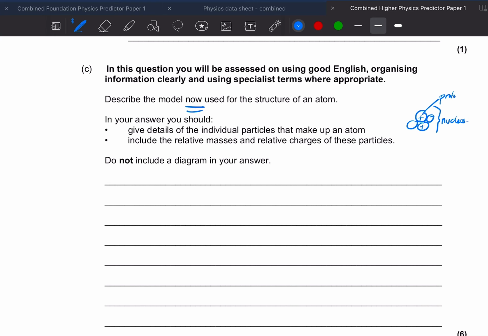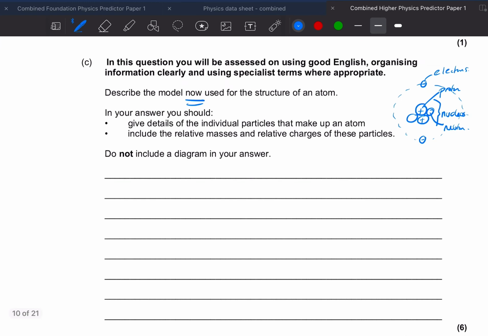Proton, that's the positive one. Then we've got neutron there, and then our electrons orbit in shells, or if we're being strict physicists, we'd say at different energy levels around the nucleus. There's our electrons. So that is our current model. And it's worth 6 marks. It says do not include a diagram, but we've done it up here anyway. That's not for this. This is to help us to explain it.